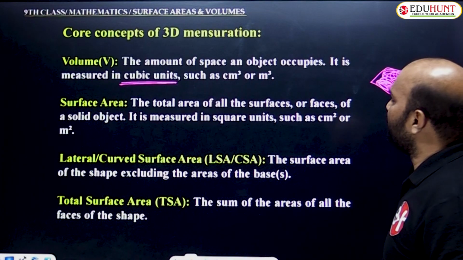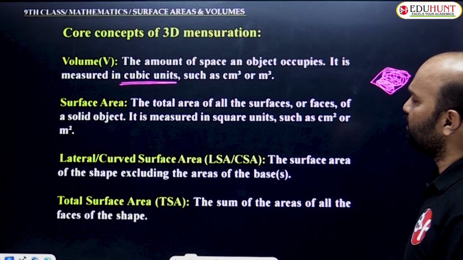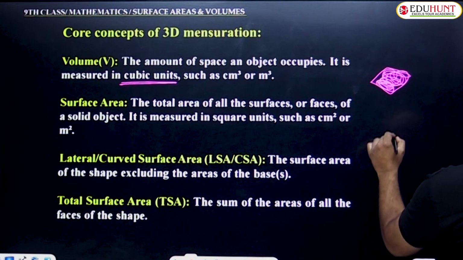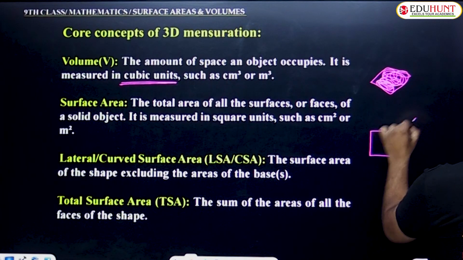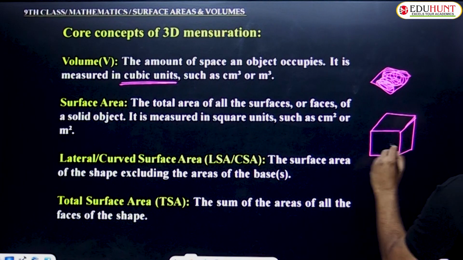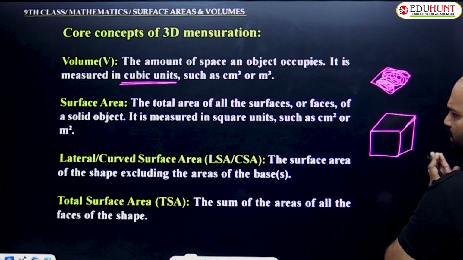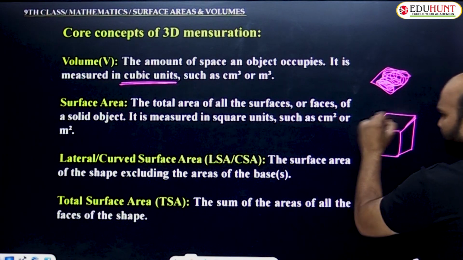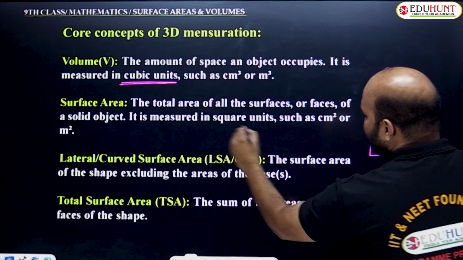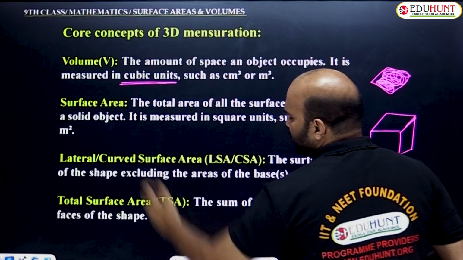The total area of all the surfaces or faces of a solid object. It is measured in square units such as centimeter square or meter square. For example, I am taking a solid object, a cube. A cube contains a total of how many faces? 6 faces: top to bottom, left to right, front to back. The total area of all the surfaces, 6 surfaces or faces, is called surface area. It is measured with square units.